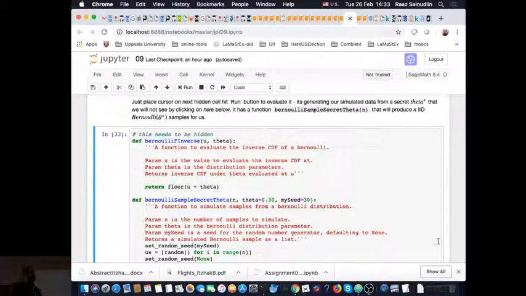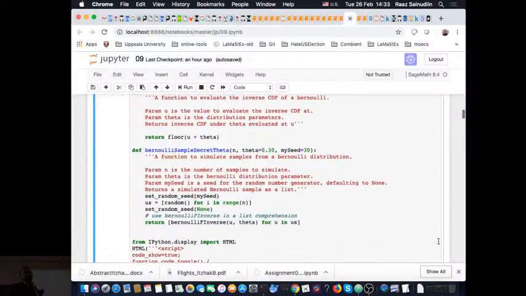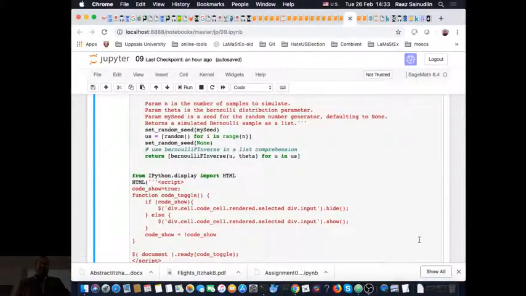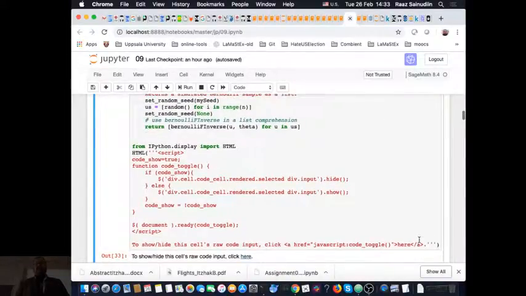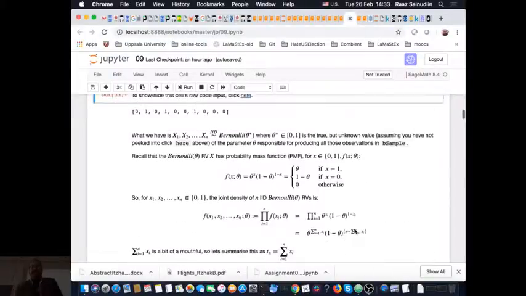So here is Bernoulli F inverse. This is what I've hidden. So Bernoulli F inverse, that's what we saw. We have to simulate from it using that. Bernoulli sample secret theta is setting theta to be 0.3. That's all I've done, because we wanted to have pedagogical value so we can simulate and learn. And then this JavaScript thing toggles the display. That's what gives me this click thing.